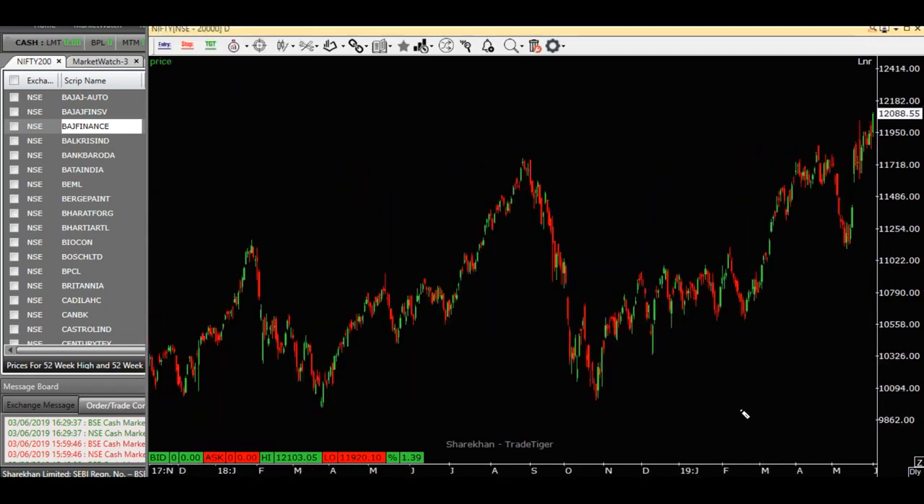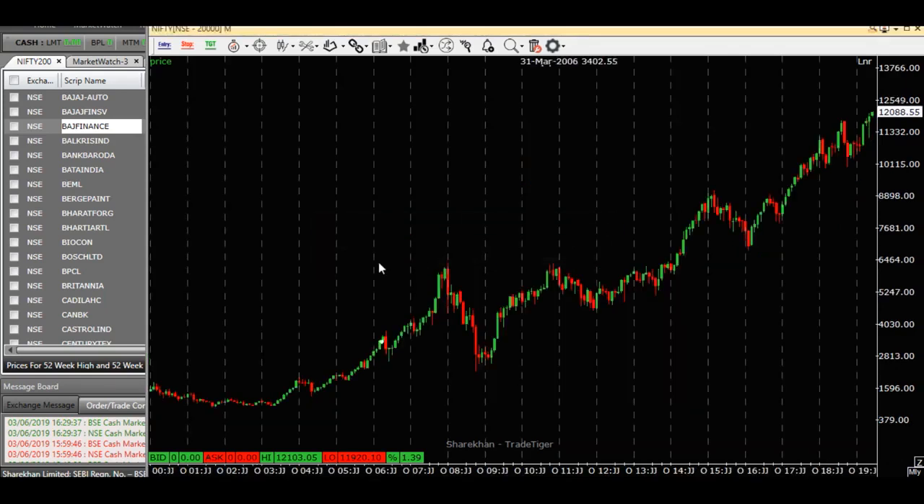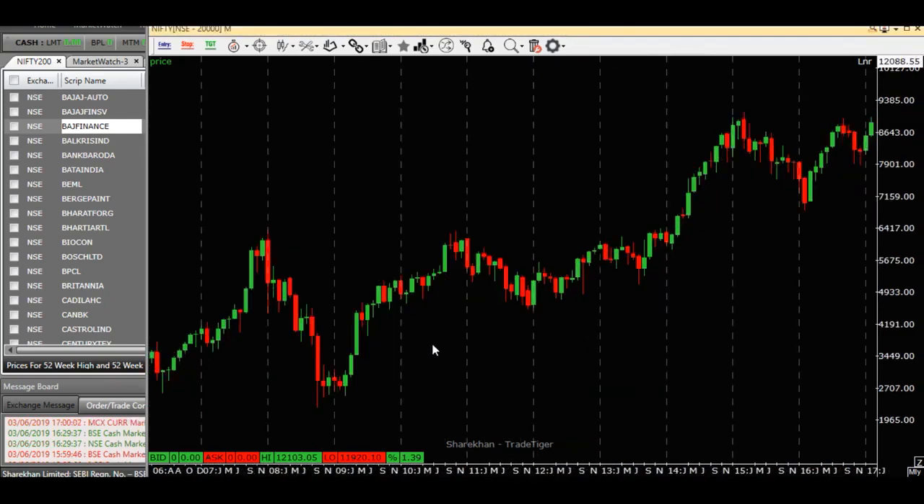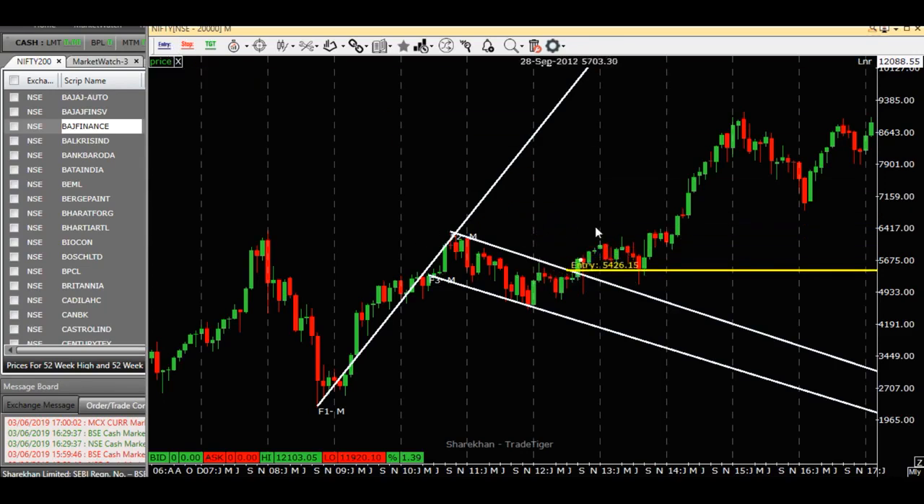Let's look at the chart of Nifty. We can also see this on higher time frames. That was on the daily time frame. Let's look at it on the monthly time frame. Nice impulsive up move, followed by a pullback consolidation. That is my entry, and the targets are easily achieved.